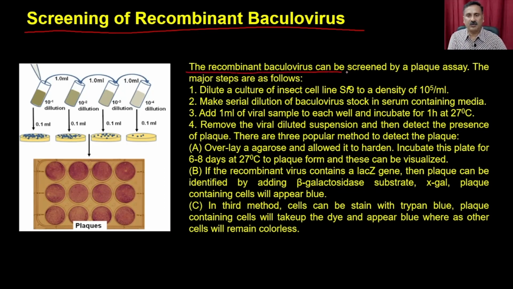The recombinant baculovirus can be screened by a plaque assay. First you do a serial dilution of the virus, and serial dilution you can do by multiple methods. Once the serial dilution is over, you can take a small aliquot and check whether it is forming plaques or not. By doing so, you can screen the recombinant baculovirus which has the gene of your interest, and that's how you can use it for further protein production.